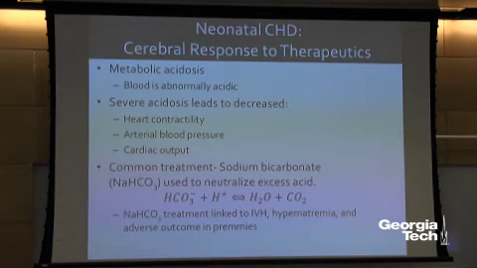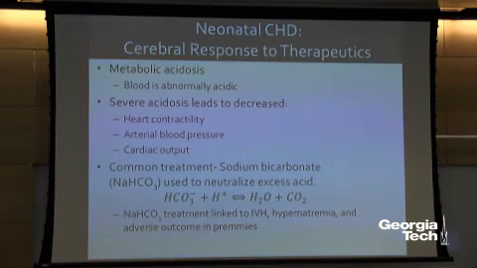Okay, and then finally, one other thing that we were sensitive to and that I thought was worth sharing about the capabilities of this technology is we were able to capture the therapeutic response to many different therapeutics that these children were given. One such condition that often they present with is metabolic acidosis, where your blood is essentially abnormally acidic, and when it becomes too acidic, it can lead to decreased heart contractility, arterial blood pressure decreases, and reduced cardiac output, which obviously is not good, so they try to treat for it.